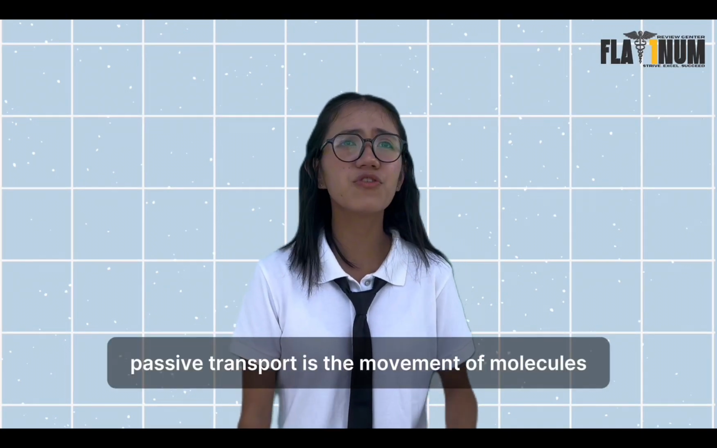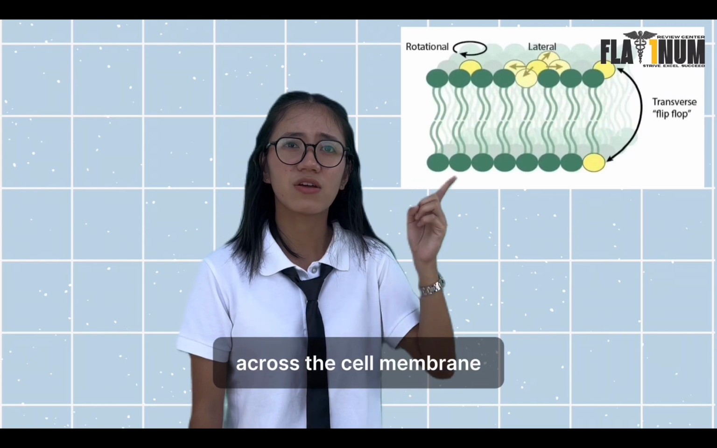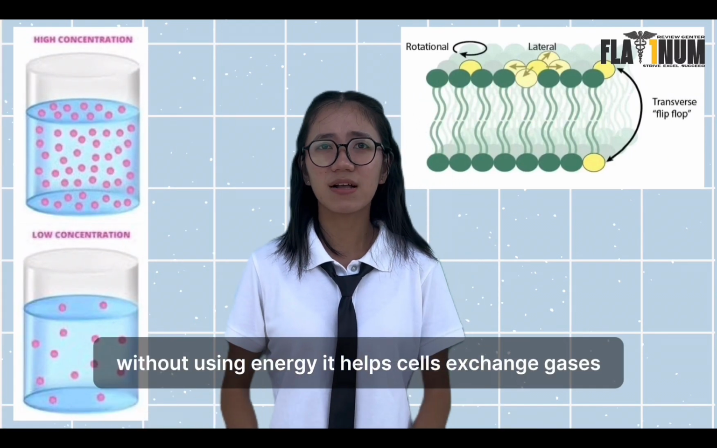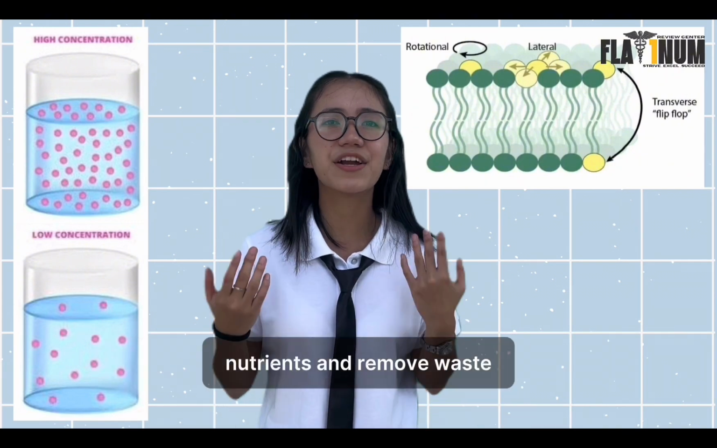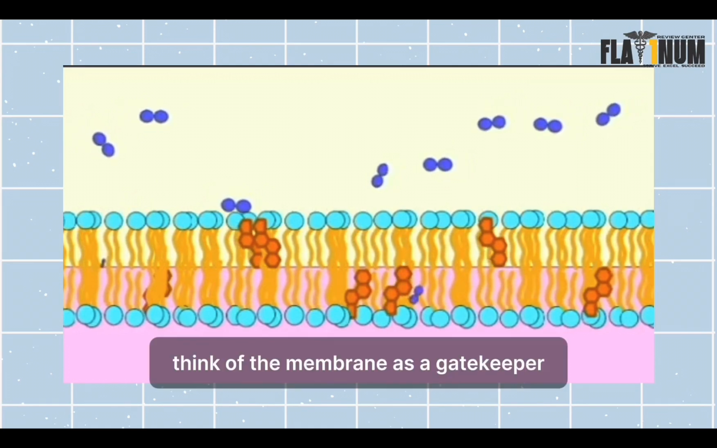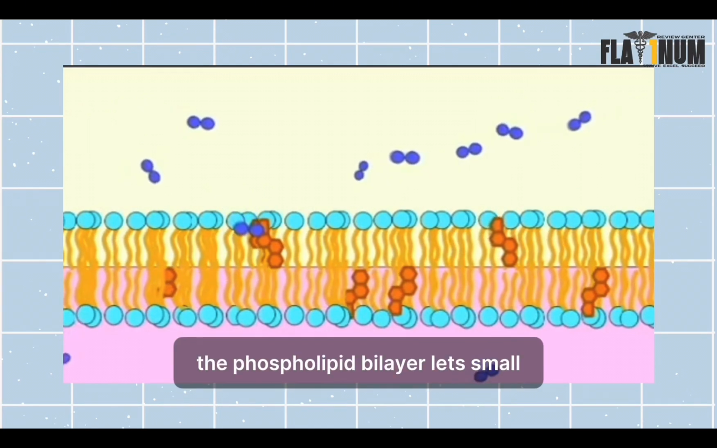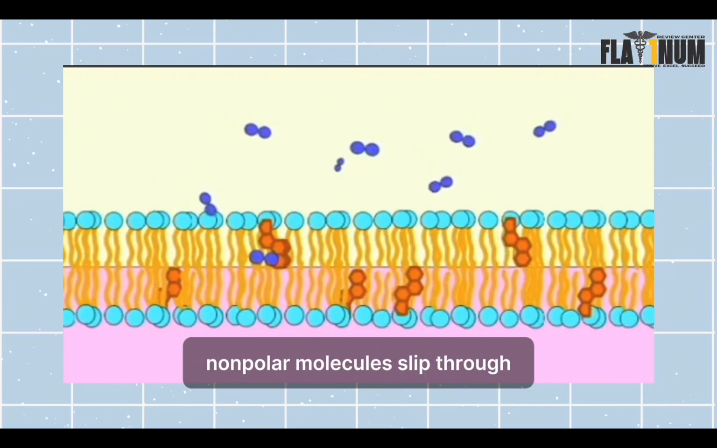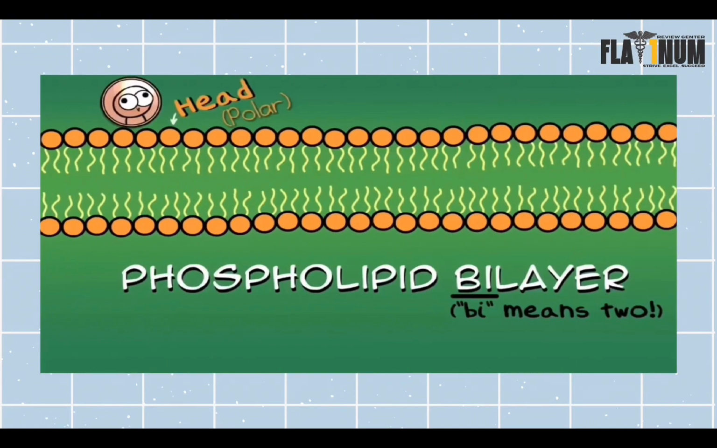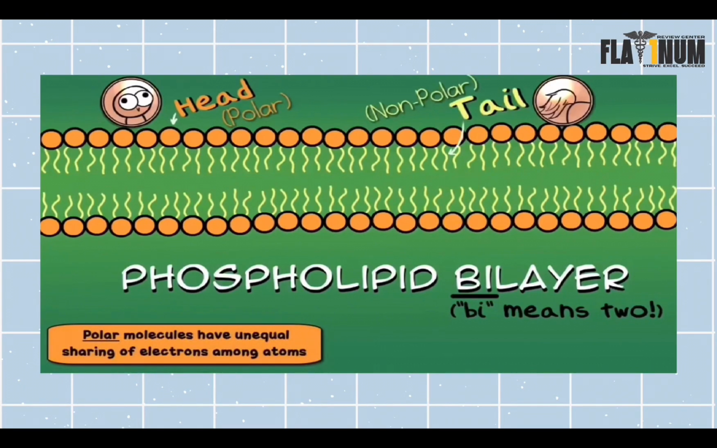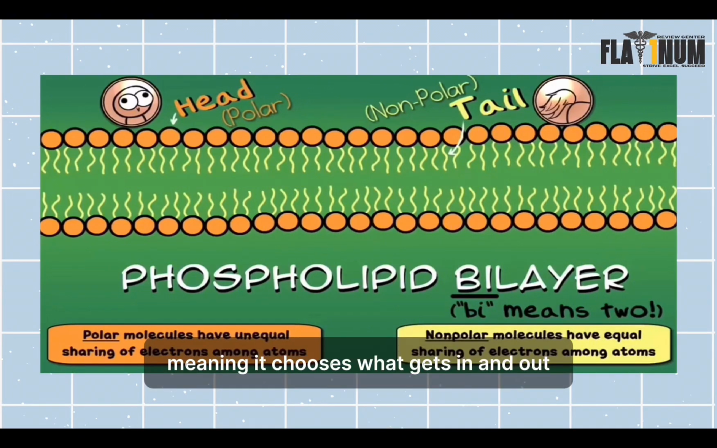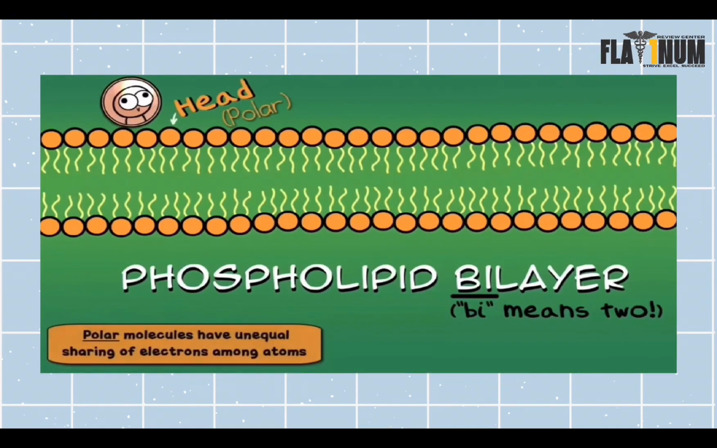Passive transport is the movement of molecules across the cell membrane, from high to low concentration without using energy. It helps cells exchange gases, nutrients, and remove waste. Think of the membrane as a gatekeeper. The phospholipid bilayer lets small, nonpolar molecules slip through, but blocks larger or charged ones. It's selectively permeable, meaning it chooses what gets in and out.